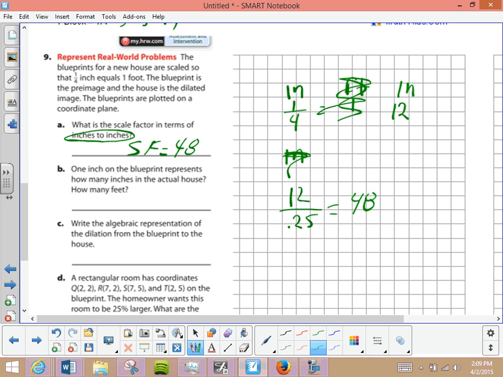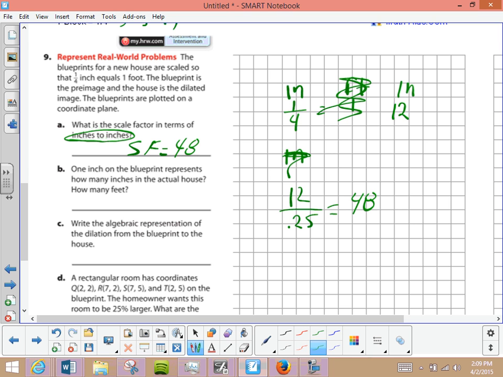You will have to multiply 1/4 times 48 to get 12 inches. Oh, not yet. You won't need it now. All right. Do you have any questions on this one?